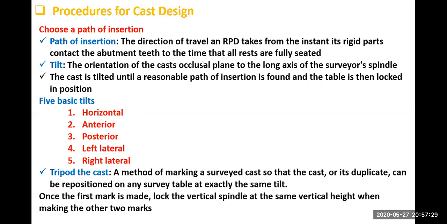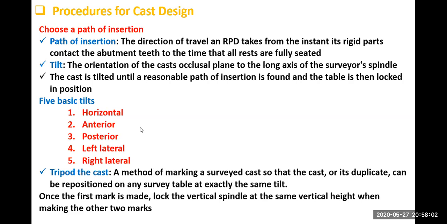The tilt, like I said before, is the orientation of the cast in relation to the occlusal plane. So we have different types of tilt. We have the horizontal tilt, which some books call zero tilt. The horizontal tilt is where that model on your surveyor table is lying flat. It's not bent in any direction. That is the horizontal tilt. It's otherwise called zero tilt.